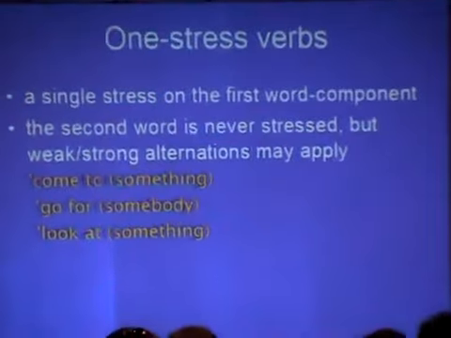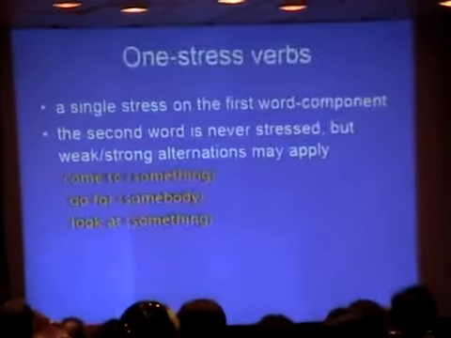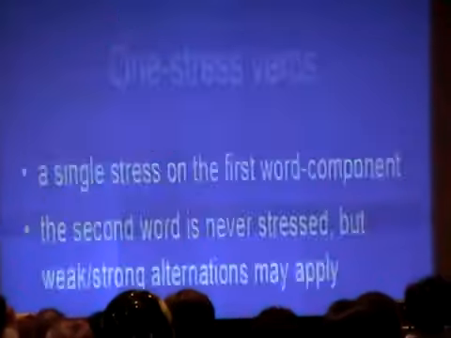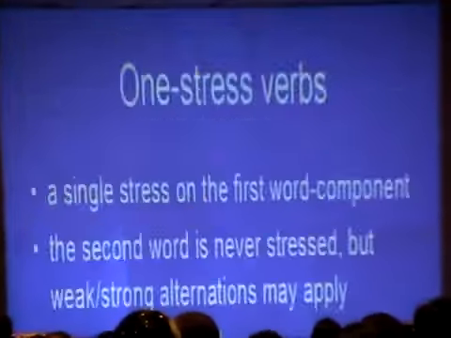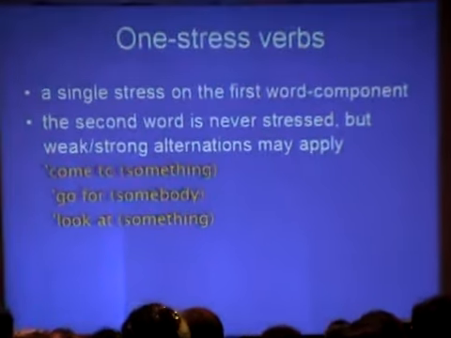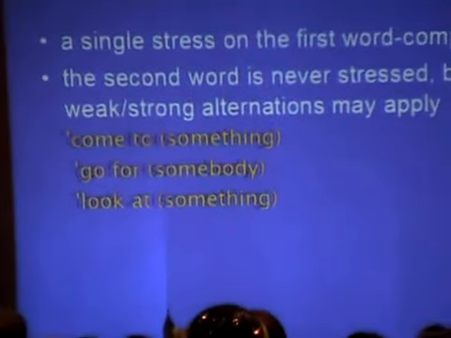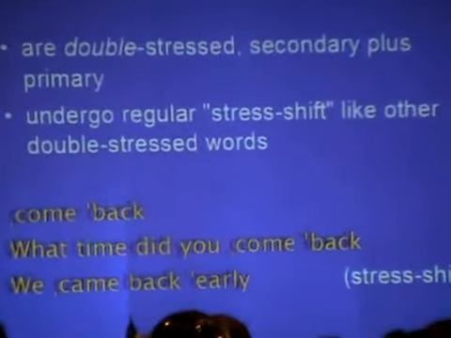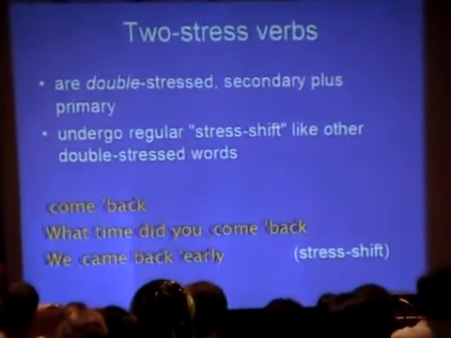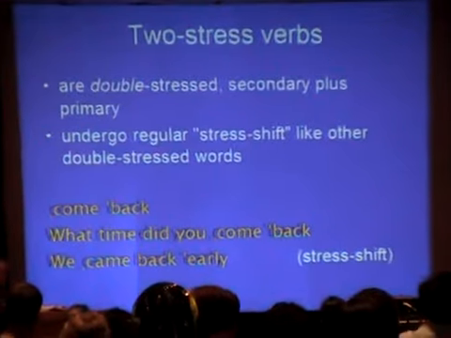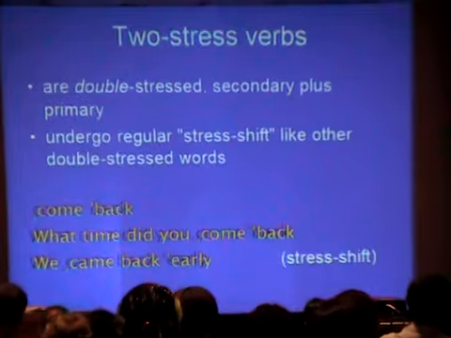1 stress verbs have a single stress on the first word component. Examples of things like come to something, go for somebody, look at something. The second word is never stressed. 2 stress verbs are double stressed. They have a secondary stress and a primary stress. And they undergo regular stress shift like other double stressed words, such as afternoon or automatic.